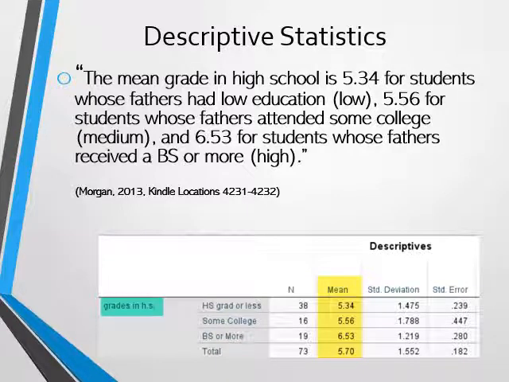Once you've run your ANOVA analysis, you'll first report your descriptive statistics. In this example, I'm reporting the means. So, the mean grade in high school is about 5.34 for students whose fathers had low education, 5.56 for students whose fathers attended some college, and 6.53 for students whose fathers received a bachelor's degree or more.